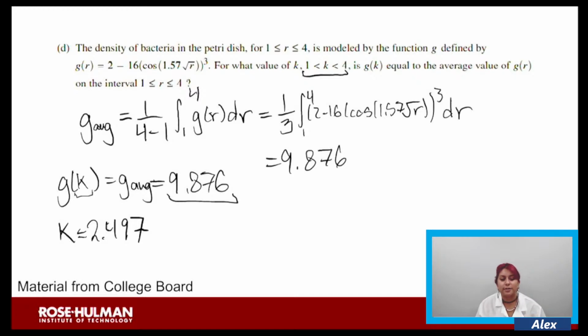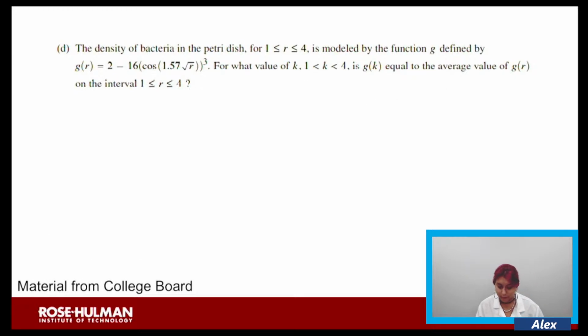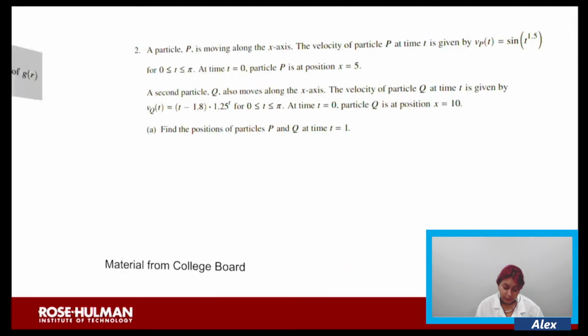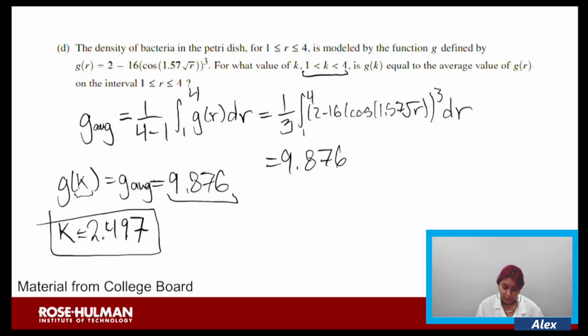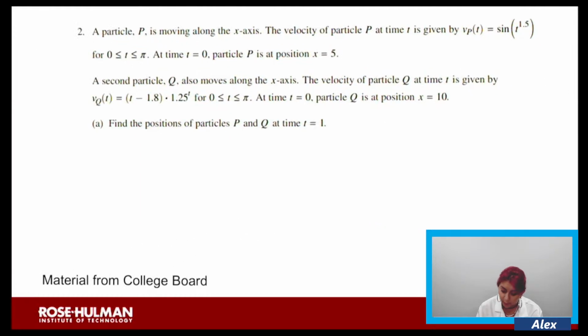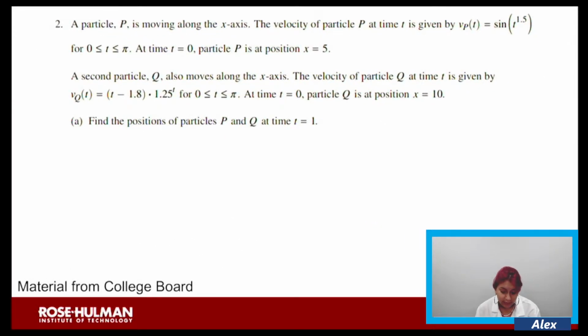Okay, so you just plug in your G and find which value of K, and your K value would be 2.497. Which is a fitting answer because it is between 1 and 4, so it satisfies the restraints given in the problem. So moving on to the next example, a particle P is moving along the x-axis.